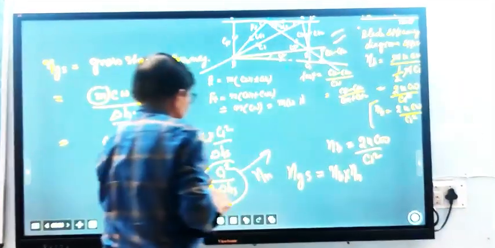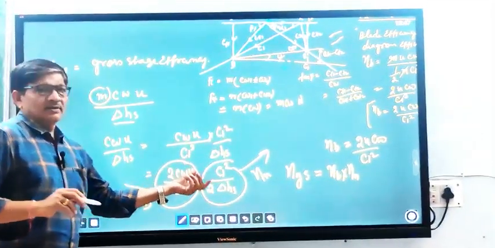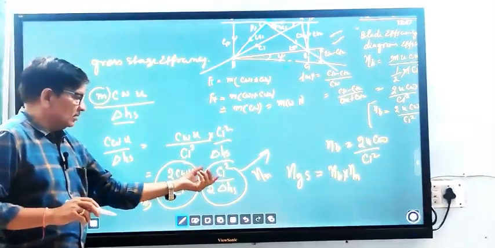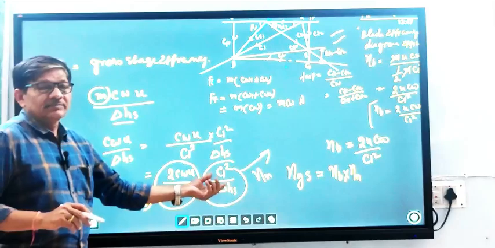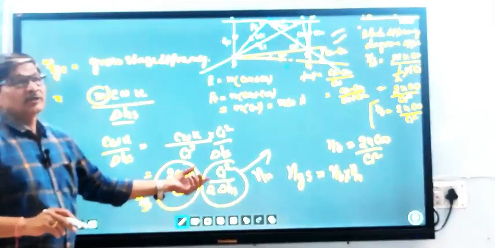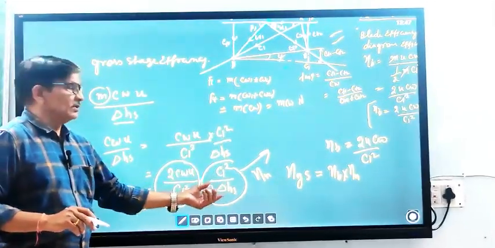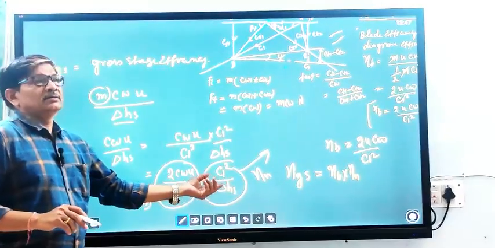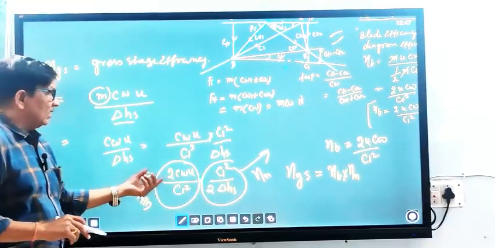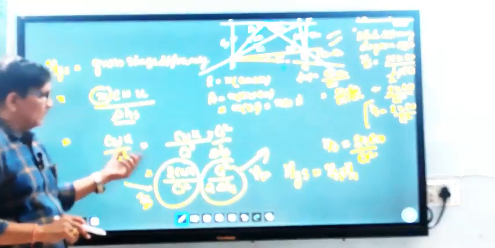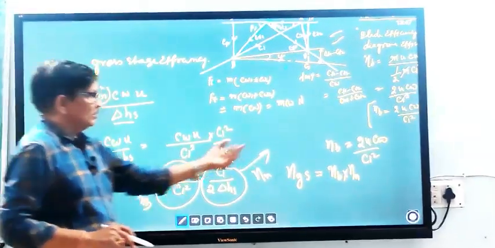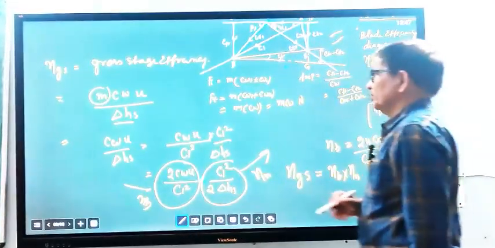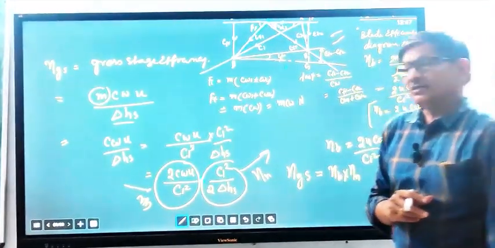At the start, in the nozzle, we defined the ratio of the increase in kinetic energy of the steam to the loss due to the drop of enthalpy. This ratio is known as the nozzle efficiency. And already we have defined the blade efficiency, 2 U Cw upon C1 squared. So this product is known as the gross stage efficiency.